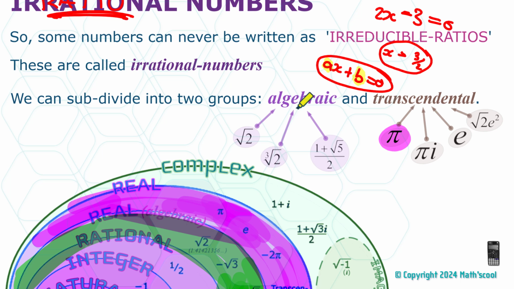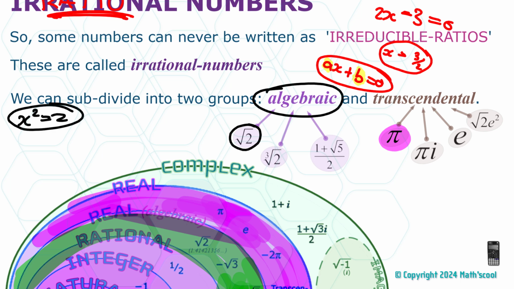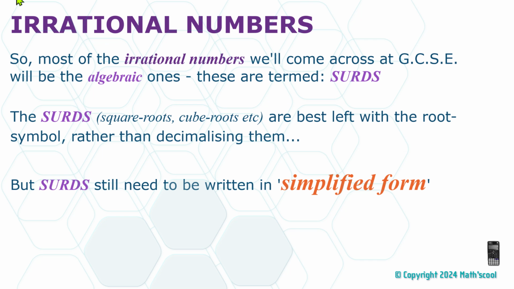But when you get onto solving quadratic equations, what happens with some quadratic equations is you get these square roots and cube roots and stuff arising. And so that's why they're called algebraic. The simplest equation I can think of is x squared equals 2. If you solve that, it will give you x is plus or minus square root of 2. And so that's an algebraic irrational number. These are going to arise when we're solving quadratics and cubics and stuff like that. So we're going to come across the algebraic ones, and they're going to be termed surds.